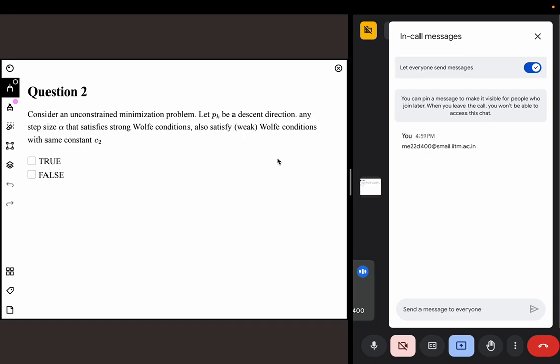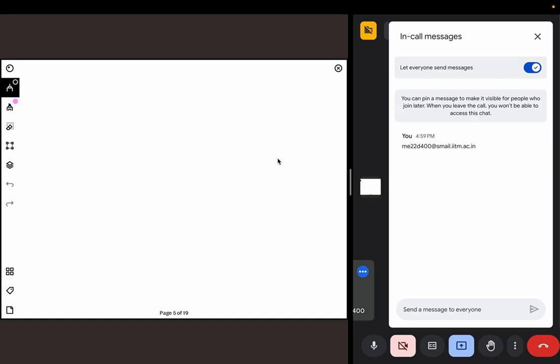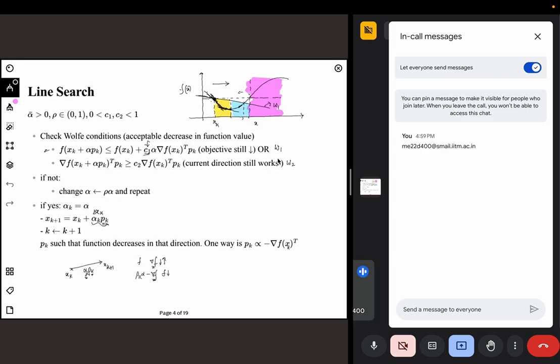So what is my constraint? It is something like this. The gradient of f, something like this, should be greater than or equal to c2 times the gradient. That is your weak constraint. This is my weak constraint.